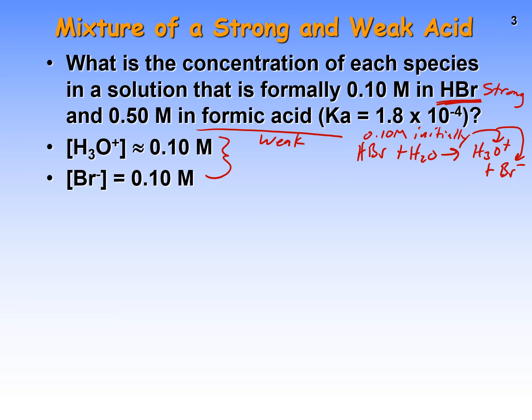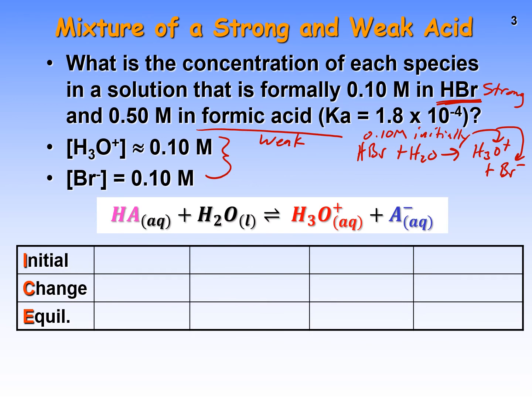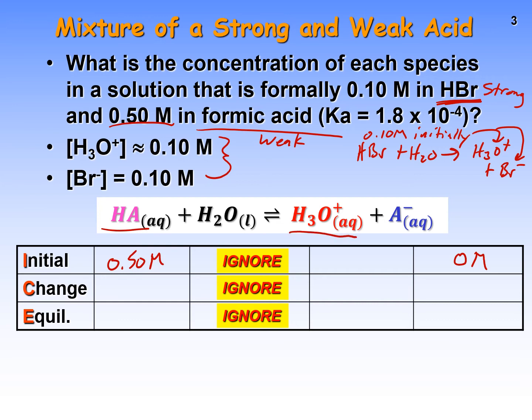But formic acid is a weak acid. It goes to equilibrium. Now, I do know the formula of formic acid, but we're just going to use HA. So I know that it is 0.50 molar formic acid initially because that's what it tells me in the problem. I don't really care about water. I know that A minus's initial concentration is 0. And this is where things get tricky. H3O plus is not 0. We have H3O plus initially in the solution from our HBr. So its initial concentration is 0.1 molar.